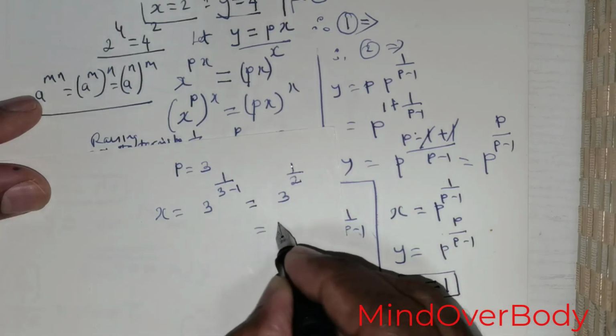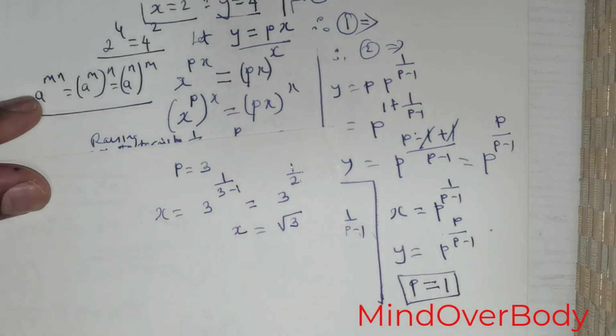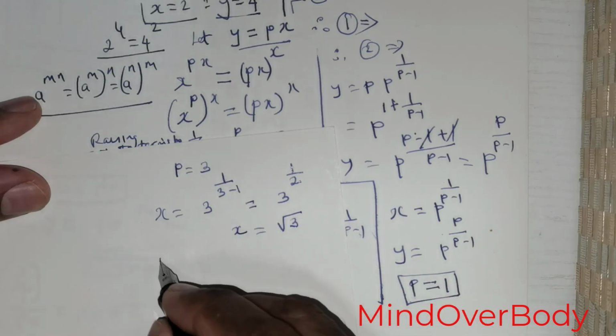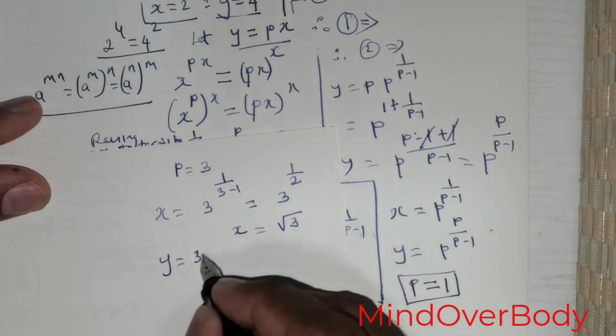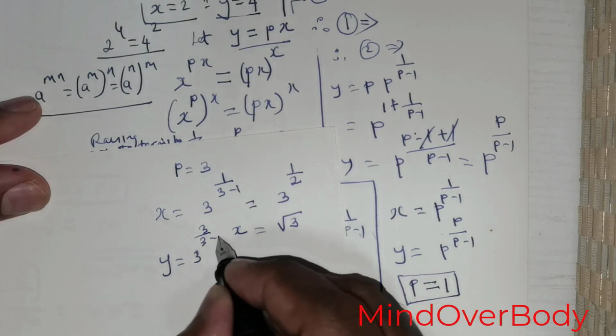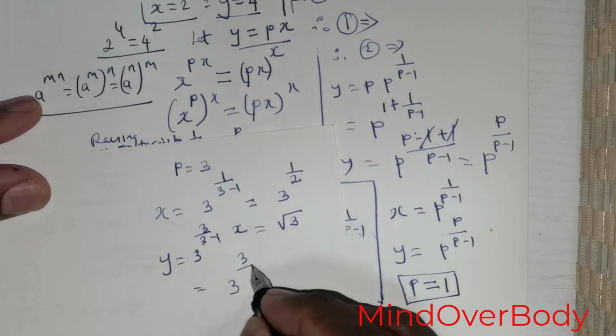So this is nothing but square root of 3. This is x. Now if you were to work out y, with y equal to p raised to the power p over p minus 1, p is 3, so y is 3 raised to the power 3 over 3 minus 1, which is equal to 3 raised to the power of 3 over 2.